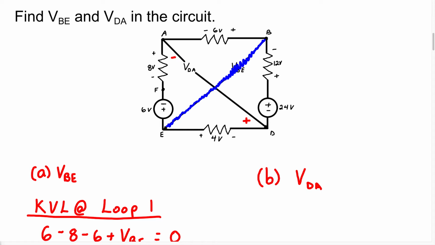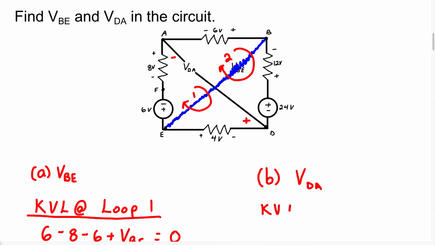Now when we look at this, once again we have two loops, right? We have this loop right here, call this loop 1, and we have this loop, I'm going to call this loop 2. And we can use any of these two loops to find the voltage VDA. So we have 3 loops in all because we also have an outer loop, right? So let's do KVL at loop 2.